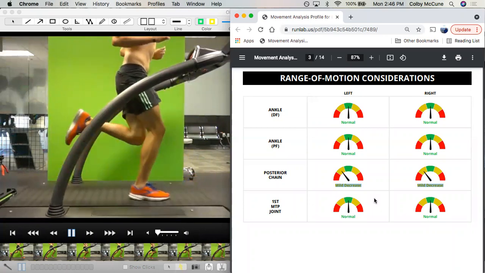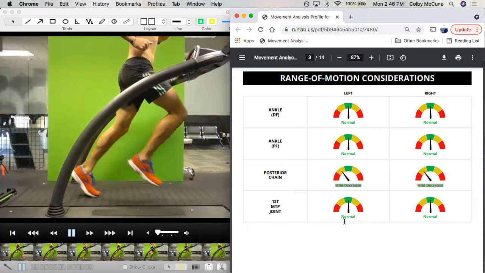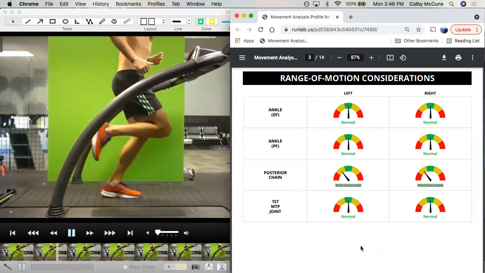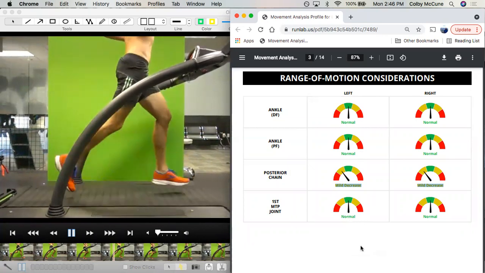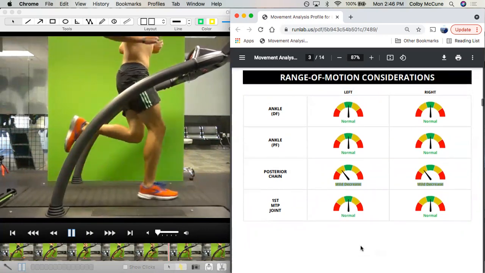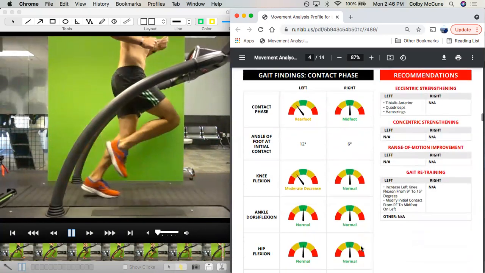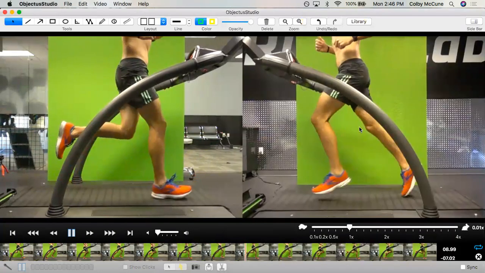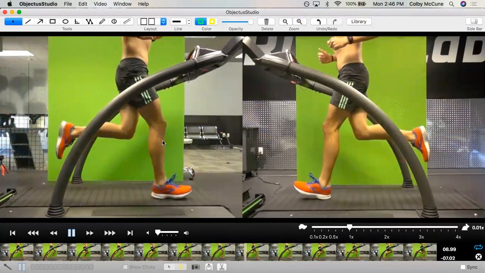So this is a mild decrease in your posterior chain range of motion, but your big toe looked good. And so did your ankle dorsiflexion and plantar flexion, in terms of walking on your toes and walking on your heels and doing those different movements, right? So let's look at the contact point, right? And let's see the difference. So look at the small differences here.